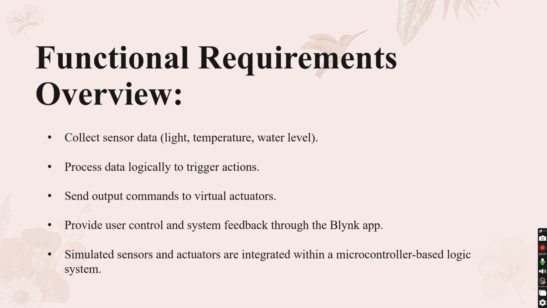Functional requirements. The system performs four main functions. Collecting sensor data, such as light, temperature, and water levels; processing this data logically in the microcontroller; sending output commands to the virtual actuators like LEDs, coolers, and valves; and providing real-time control and feedback to the user through the Blynk application. This shows the full IoT loop: sensing and processing, acting, and communicating.